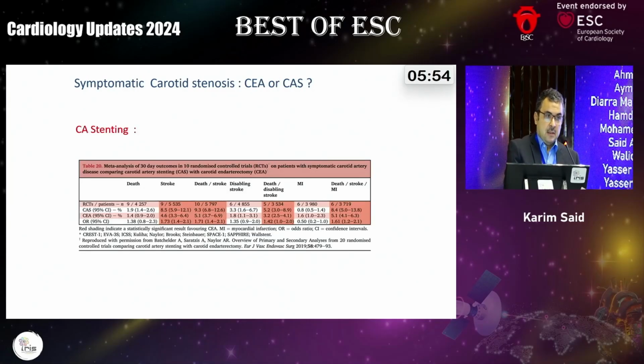What about stenting in this type of patients? We have many trials. We have here 10 randomized controlled trials that compared endarterectomy to stenting. And within the 30 days after the procedure, there is increase of the risk of stroke, any type of stroke, and death in patients undergoing stenting compared to patients undergoing surgery. Afterward, after these 30 days, both strategies have equivalent outcome. So the decision is based upon the outcome in the first 30 days, what we are expecting.